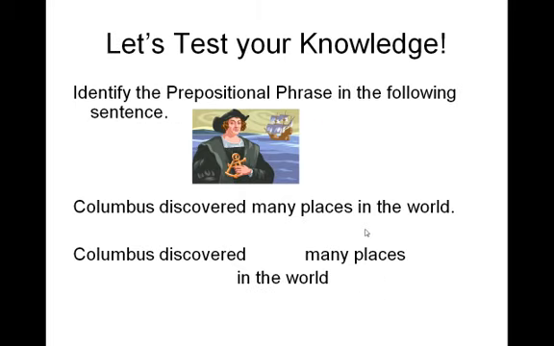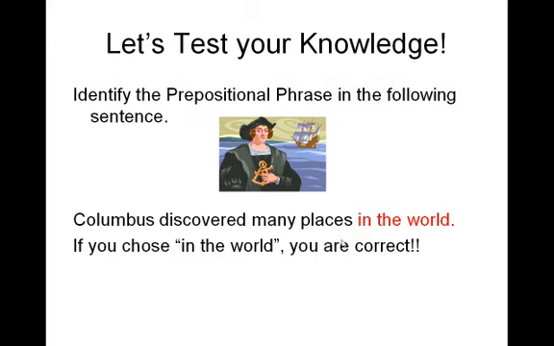So once again, let's test our knowledge. Identify the prepositional phrase in the following sentence. Columbus discovered many places in the world. And our options are: Columbus discovered many places, and in the world. So let's see if we can figure out which is the prepositional phrase. If you chose in the world, you are correct.